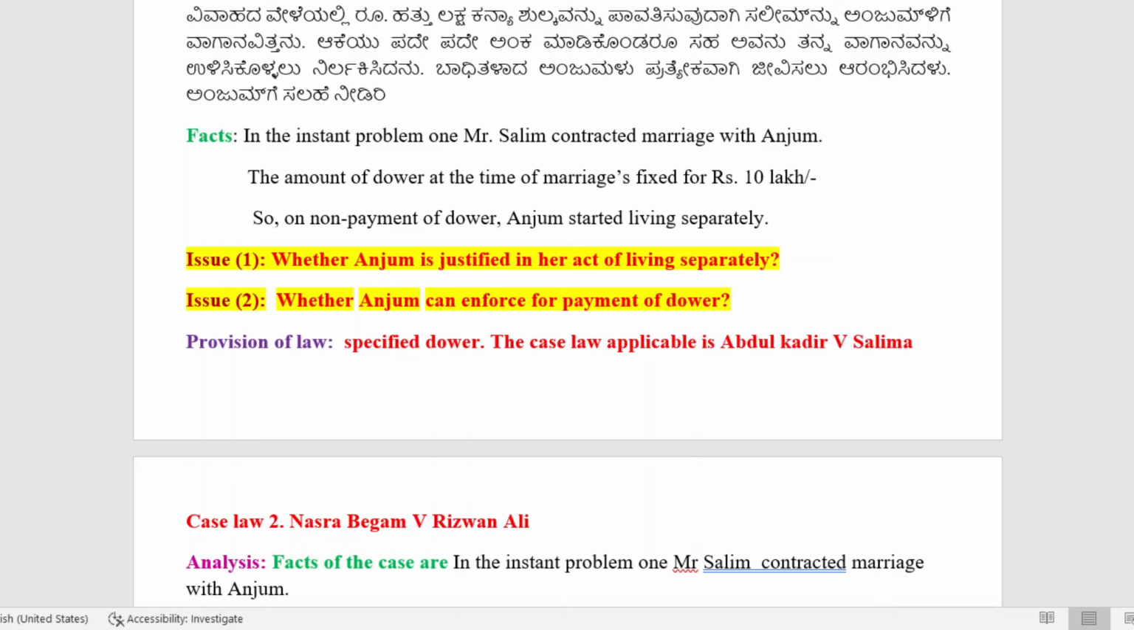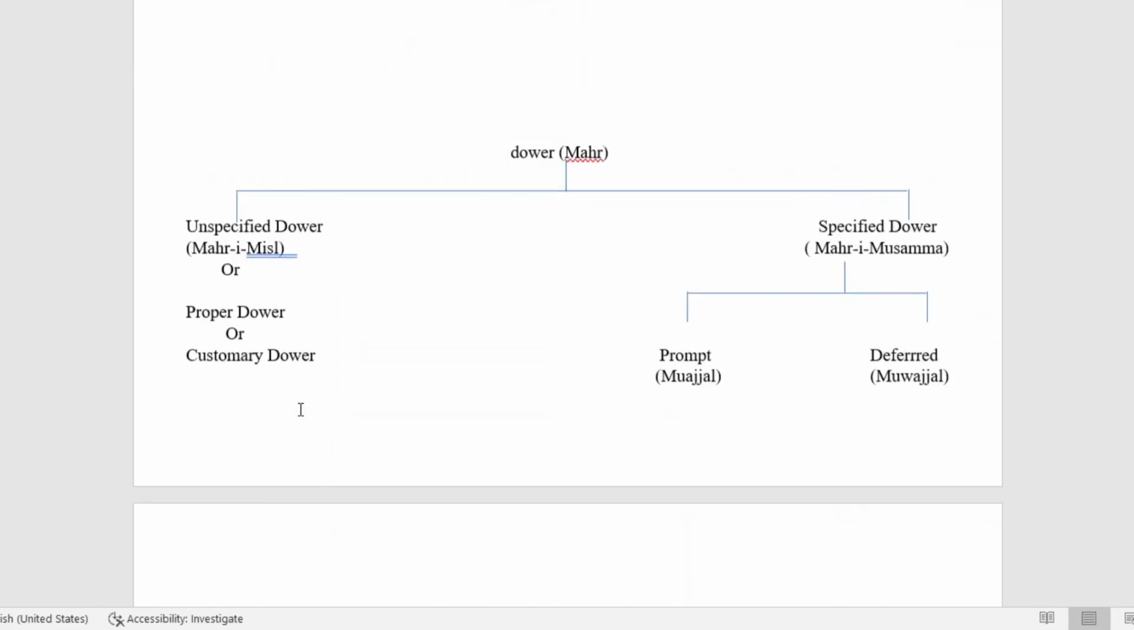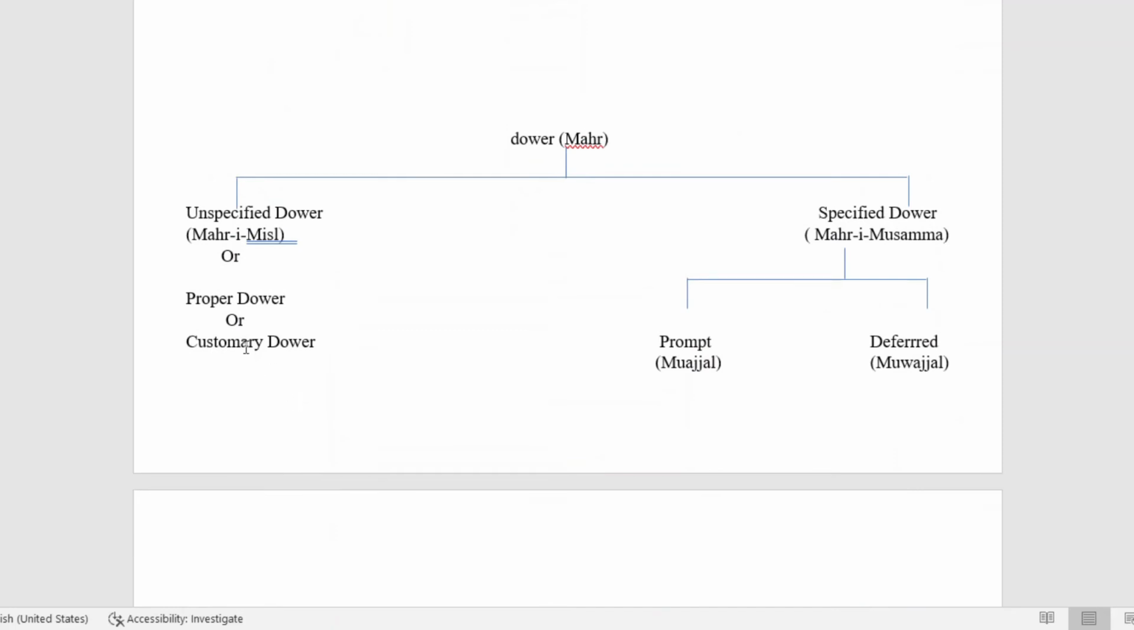So at that time, there is one more method that can be adopted. That means how much the dower can be paid. How much dower can be paid will be seen under proper dower. So when there is no specification with regard to dower, that will be considered under the proper dower.